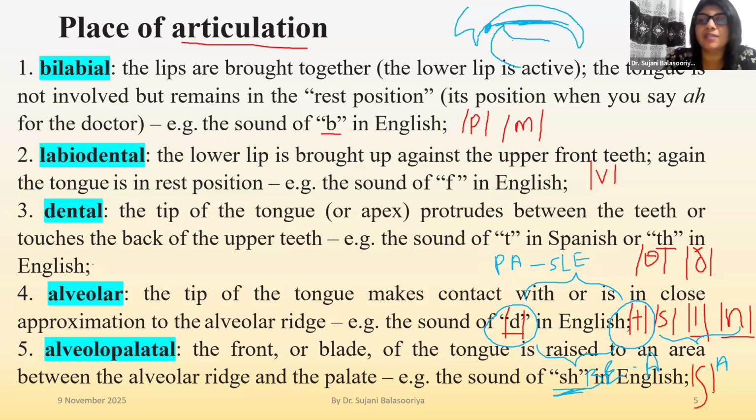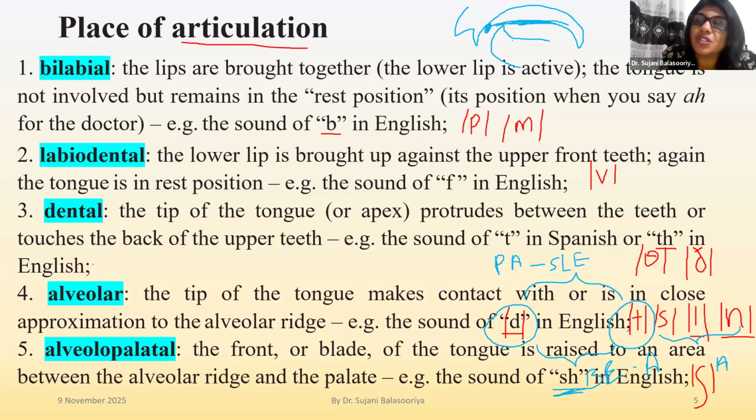The sound is the one you find in shoe, ship, right? Sh sound. Sh. What is exactly happening is that when you say sh, now all of you just produce sh, feel it on your own, then you can clearly understand what is happening there in the production, right? Don't limit this understanding to the note only. You have to practically feel it.